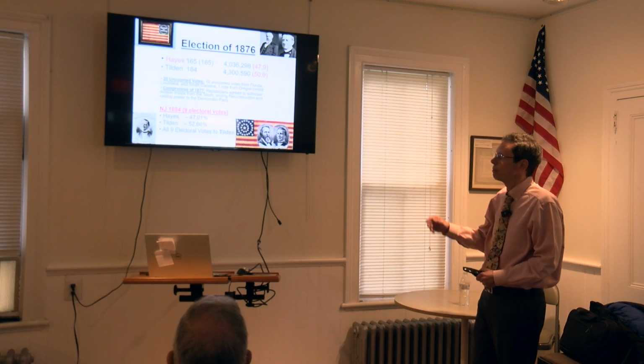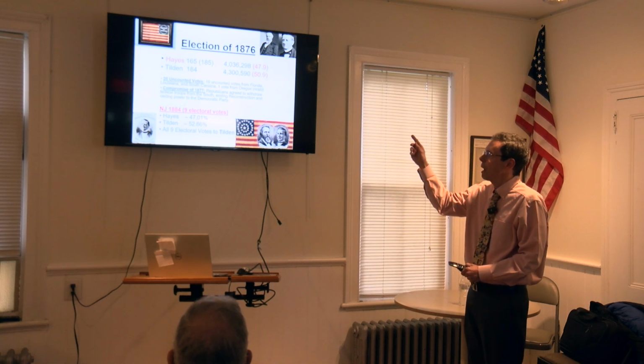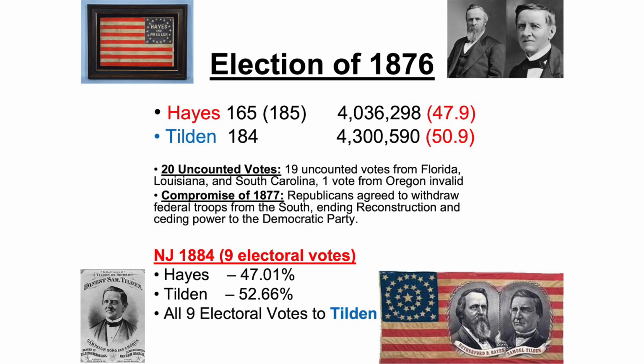Tilden is one of the first. He won, as you can see, the popular vote of 4,300,000, significantly higher than Hayes's number. And this is one of those elections in history where the popular vote was different from the electoral vote. Isn't this the time when the compromise with Rutherford Hayes also created the KKK?